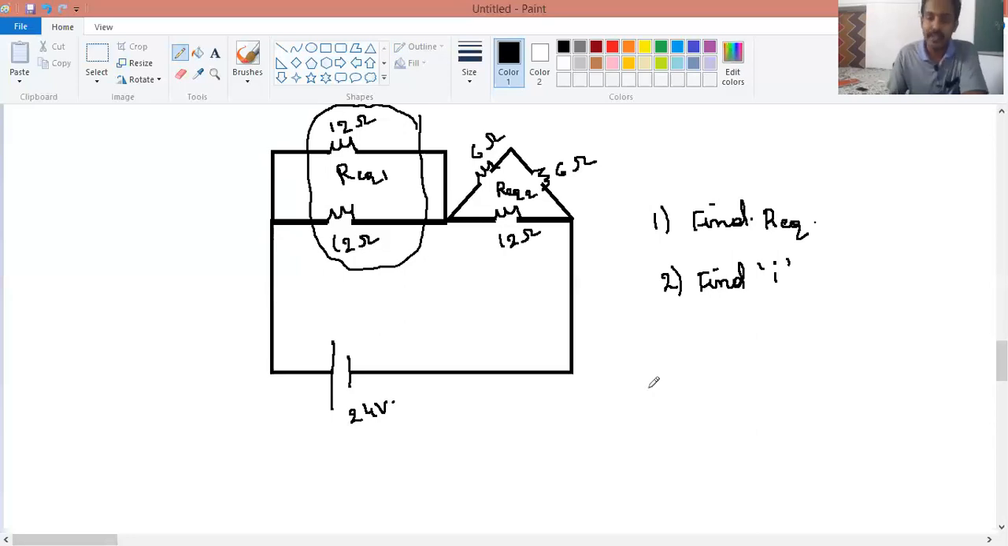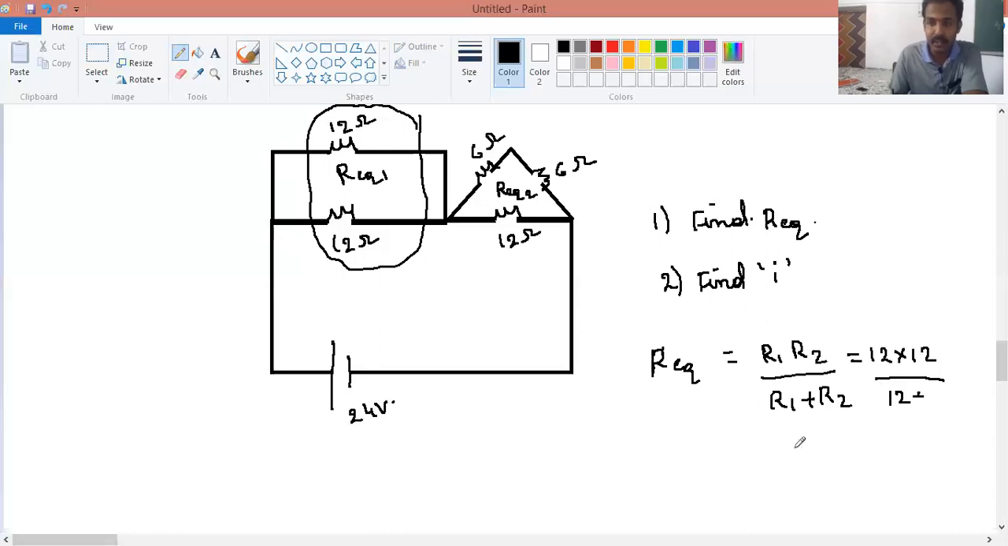So what is R equivalent 1? Two circuits are connected in parallel. So the shortcut is R equivalent is equal to R1 R2 divided by R1 plus R2. This is the shortcut when we have resistors in parallel connection. So this is going to be 12 into 12 divided by 12 plus 12, which is going to be 6 ohm. So R equivalent 1 is going to be 6 ohm.